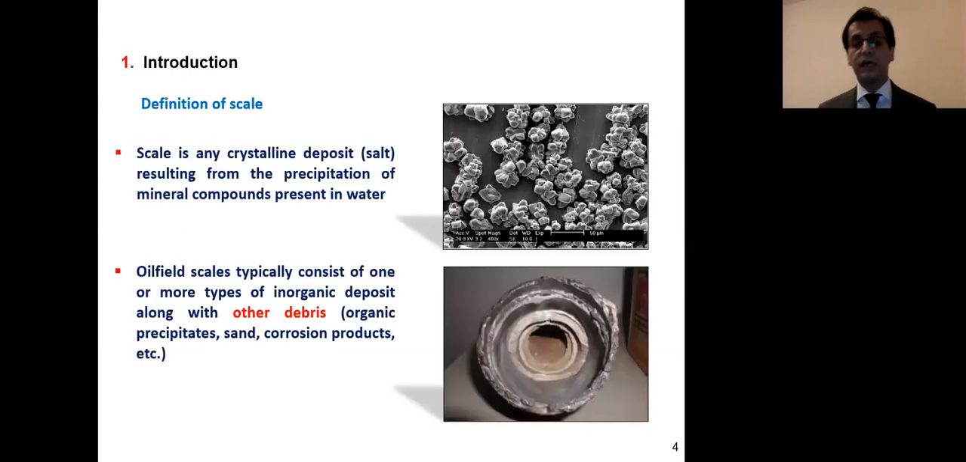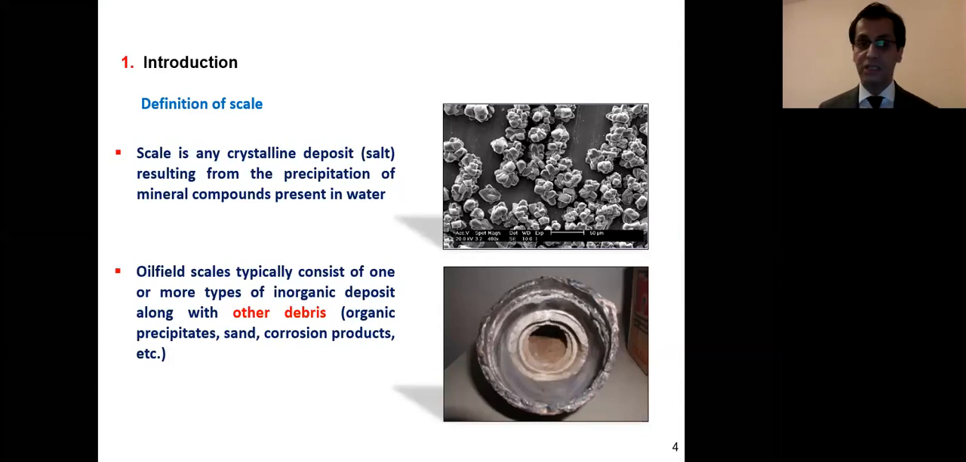So first of all, we need to understand what scale means. What's the definition of scale? As you probably know, scale, or inorganic scale, is any crystalline deposit of salt resulting from the precipitation of mineral compounds present in water. And this kind of scale typically precipitates out as one or more types of inorganic deposit, along with other debris, such as organic precipitates like asphaltene, wax, sand, corrosion products, etc.